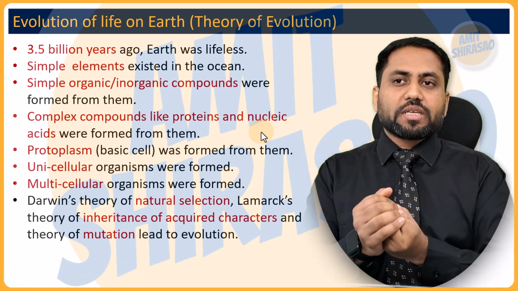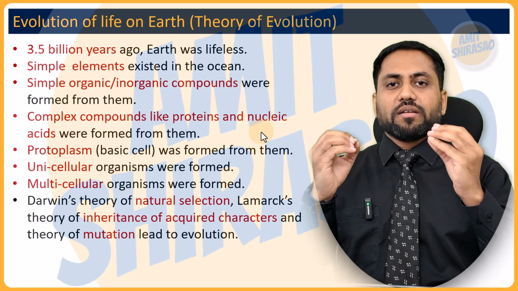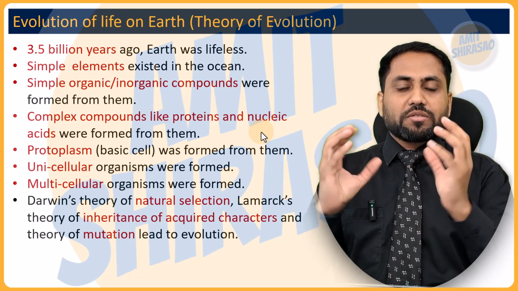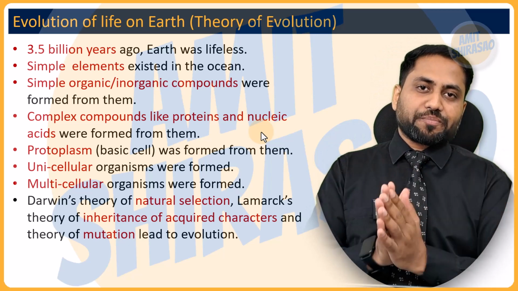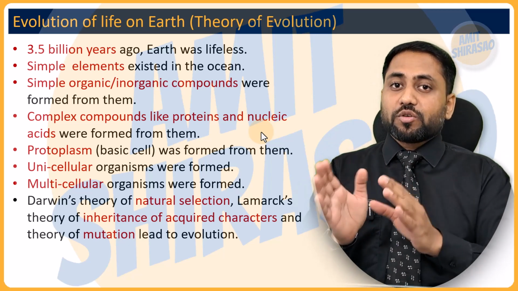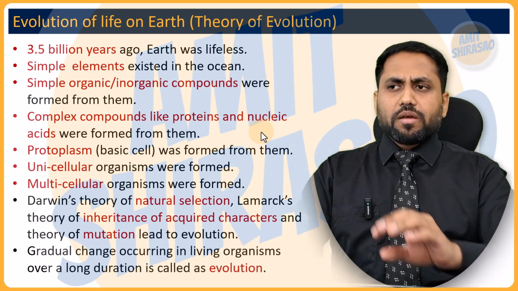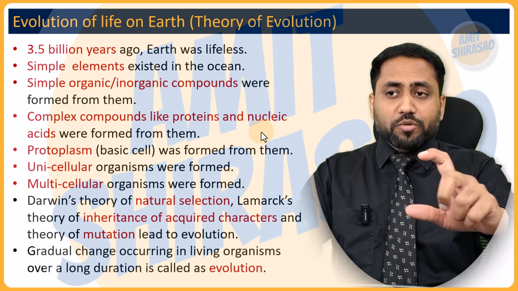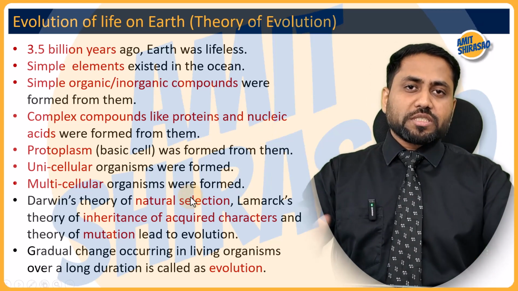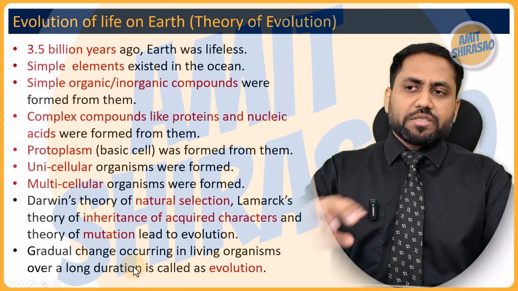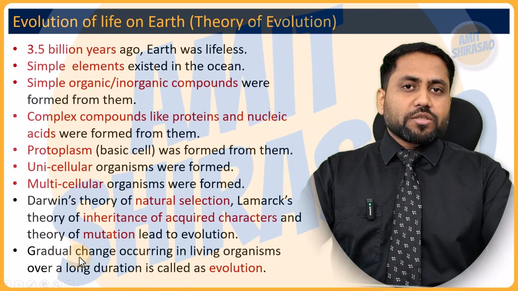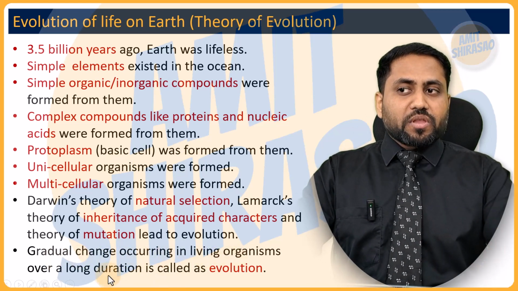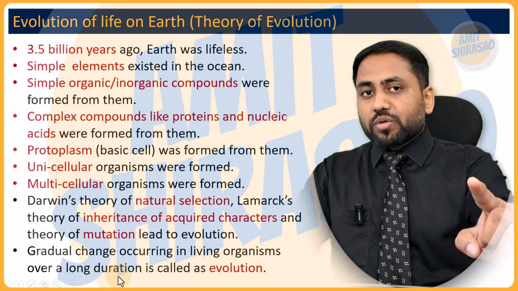So all these three happen together in nature. So all these three things have to be studied and considered together. They are the reasons for evolution. Okay, evolution happens due to all three of them. Gradual change occurring in living organisms over a long duration is called evolution. So what is the definition of evolution? Few keywords: gradual change, it's not a sudden change, occurring in living organisms over a long duration.